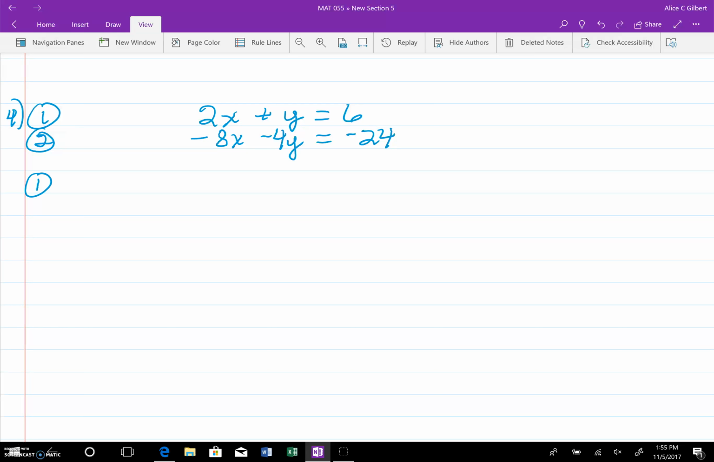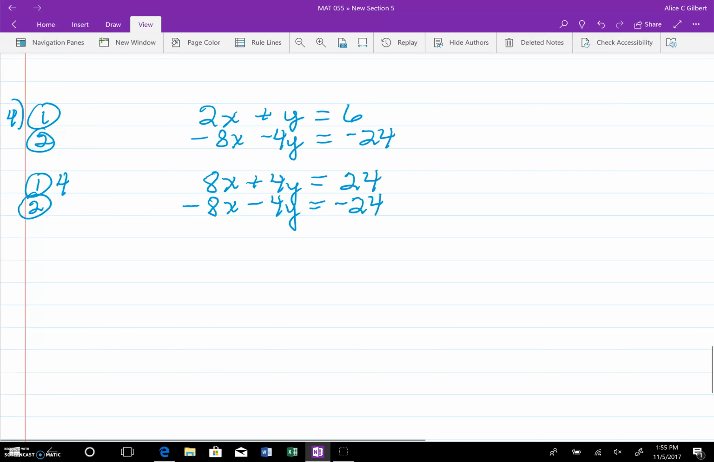So what do I need to multiply with this y to get it to be 4? Well, it's got a 1 in front of it, so it's going to have to be 4. So 4 times 2 is 8x plus 4y equals 24. And I don't need to multiply anything with the second equation, so I'd leave blank what I'm going to do there, and I just write down what it is.